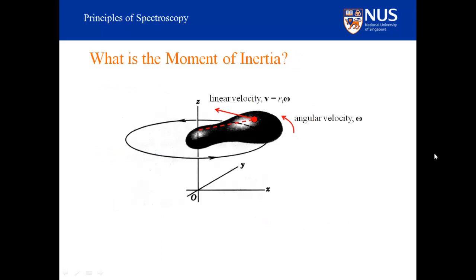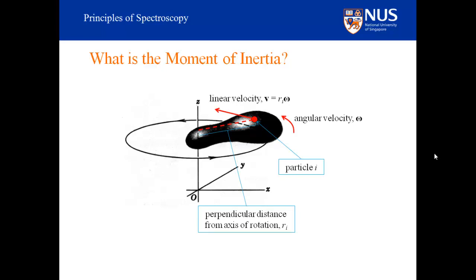So what is moment of inertia? Here is a randomly shaped body. I'm going to be assuming that it's rotating around the z-axis here. So what I want to know is what is the moment of inertia around the axis of rotation. I'm going to set it off with a certain angular velocity omega, and then I'm going to look at a particle i, that is a perpendicular distance r sub i away from the z-axis.